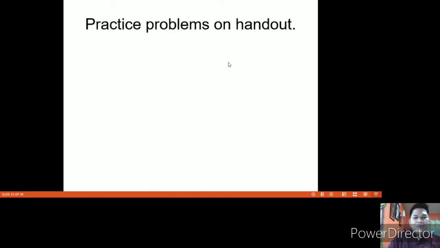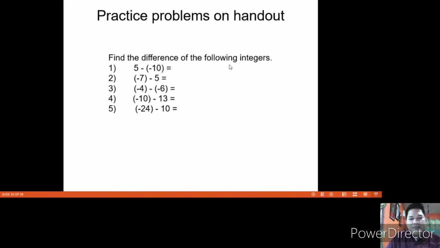Let's now have practice problems on the handout. Find the difference of the following integers. For example, for number 1, 5 minus negative 10, what is your answer? How about number 2, negative 7 minus 5? Number 3, negative 4 minus negative 6. Number 4 is negative 10 minus 13. Number 5 is negative 24 minus 10. So what is your answer?